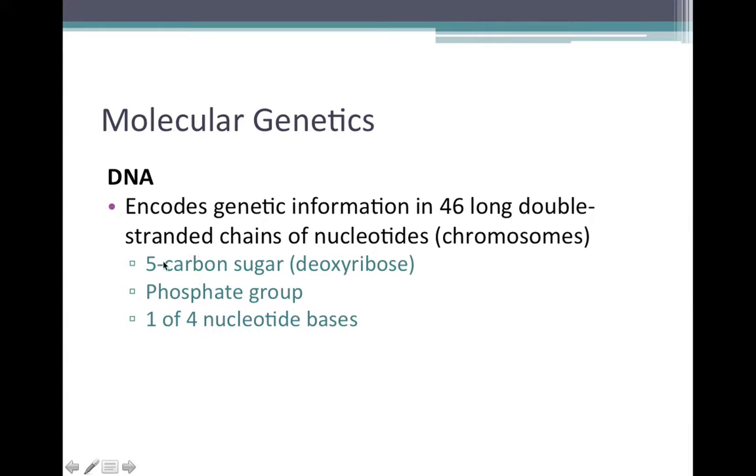Now, it turns out that our DNA is made up of our 5-carbon sugar, which is our deoxyribose. It's linked up by a phosphate group. We call this the phosphate backbone. And then we have 1 of 4 nucleotide bases that are attached to our 5-carbon sugar, which makes our nucleotide.